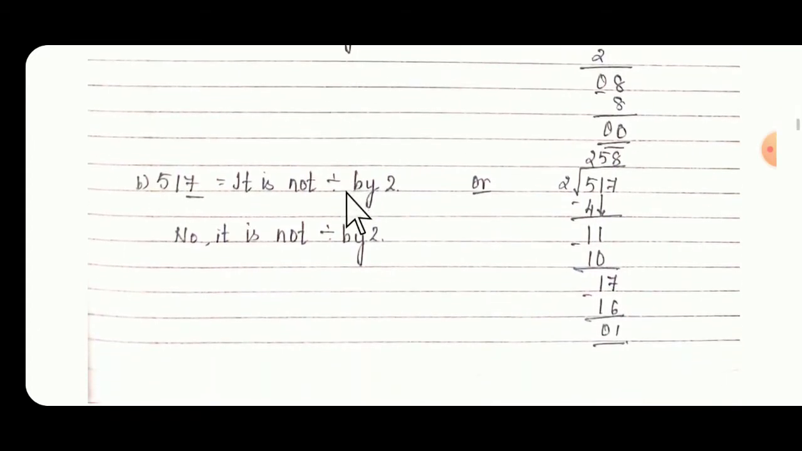Similarly, B, 517. 7 is there. It's not an even number, so it is not divisible by 2. If you divide and check, you will get remainder 1. 1 means no, it is not divisible.